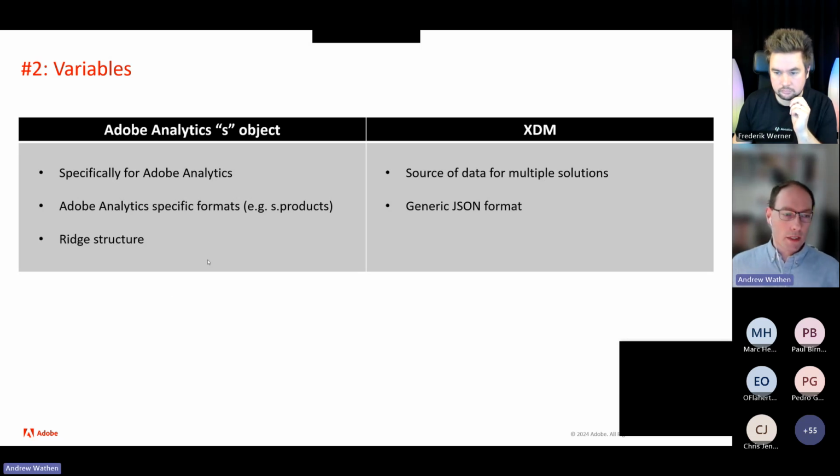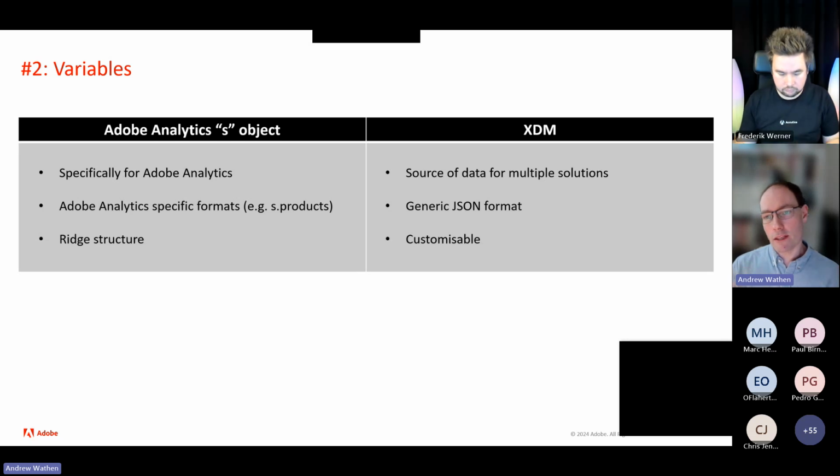And finally, the S object is pretty rigid in its structure. It's there, again, to support Adobe Analytics. It has a very specific format to it. Whereas with your XDM object, there are lots of opportunities to customize that for your own purposes and your own scenarios.